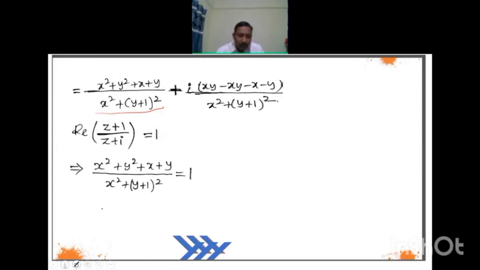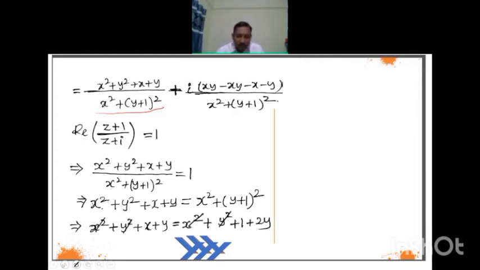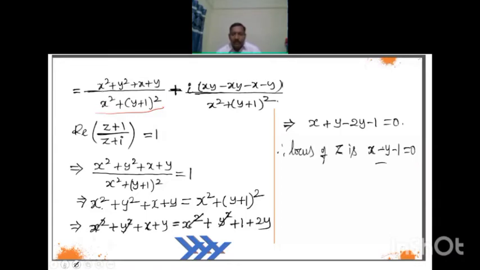Now upon cross multiplication, we get x square plus y square plus x plus y is equal to x square plus (y plus 1) whole square. Upon simplification and cancellation of the terms, we get x plus y is equal to 1 plus 2y. So upon simplification, x minus y minus 1 is equal to 0. So the locus of z is a straight line given by the equation x minus y minus 1 is equal to 0. I hope all of you are clear with this question.